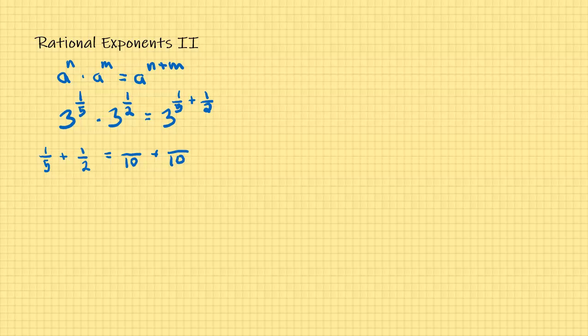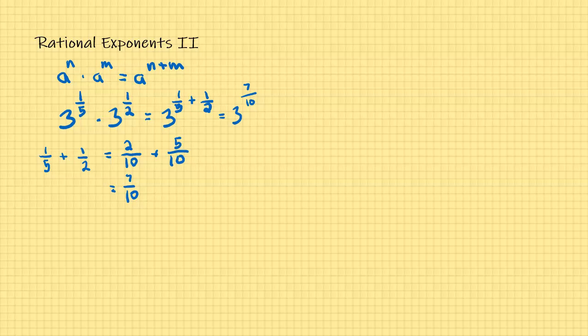Now, in order to get 10, you'd multiply 5 by 2. So then you'd also multiply the 1 by 2, which is 2. And then in order to get a 10 from a 2, you multiply by 5. So I'm also going to multiply the numerator by 5. And 5 times 1 is 5. And when I add those two fractions, we get 7/10. So going back to this problem, the answer is 3 to the 7/10 power.